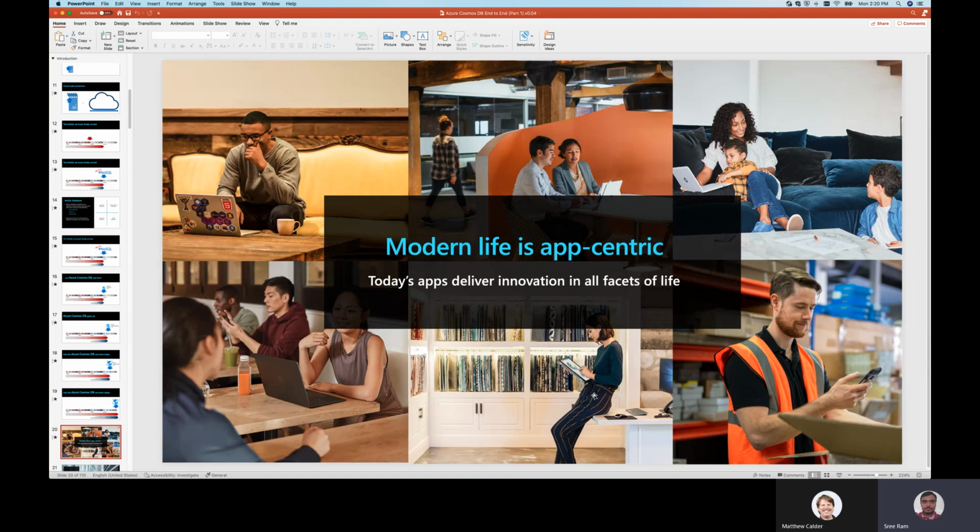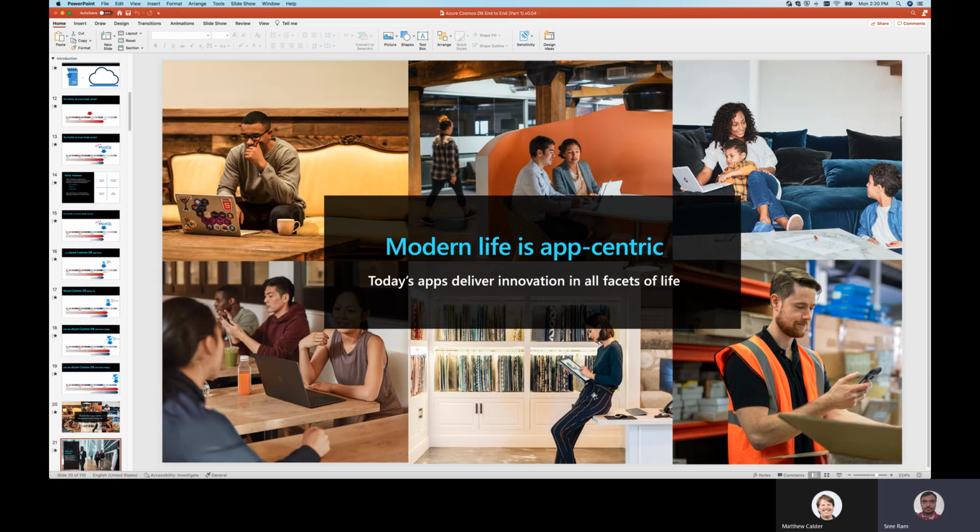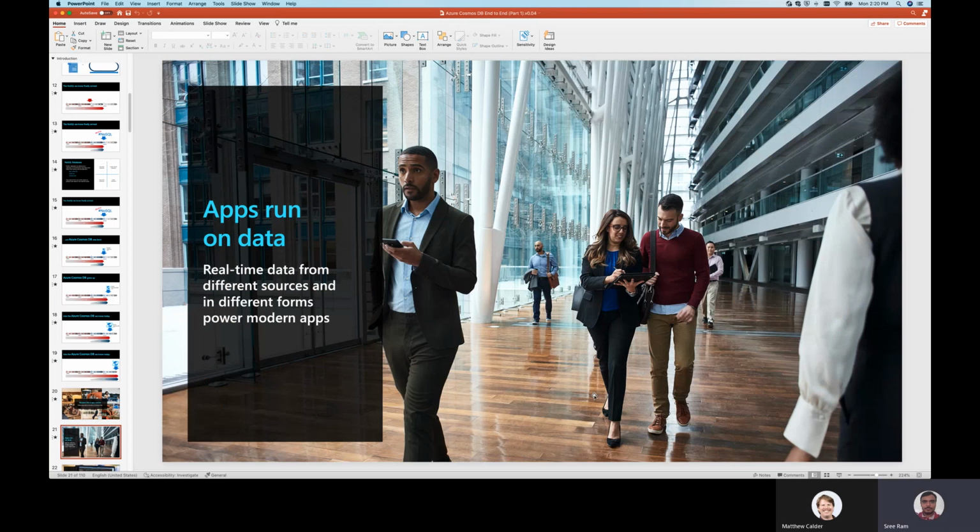As you all know, modern life is completely app-centric. Everything is an app in our life. Without apps, we cannot pretty much do anything in our life. All the facets in our life are tied to apps. And today we are going to see how Cosmos DB is going to solve the use cases in areas of app development. Guess what? Apps run on data. And they not only run on any kind of data, they need real-time data in order for them to provide the best-in-class user experience.